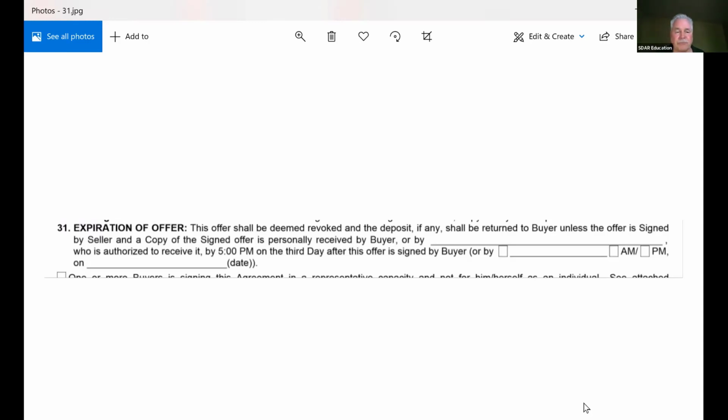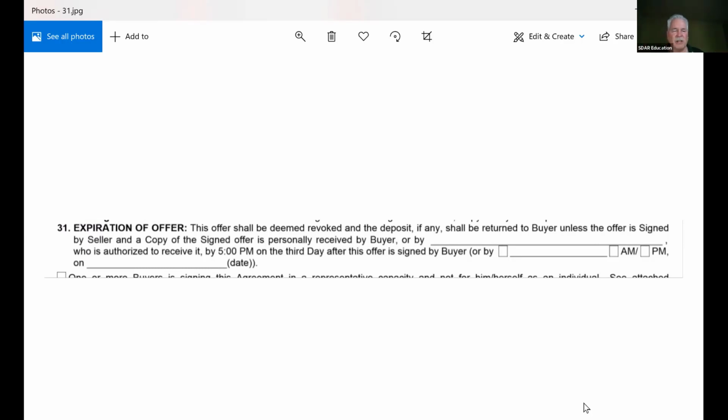Okay. So expiration of the offer. This offer shall be deemed revoked, and the deposit, if any, returned to the buyer. Remember, it's an offer. There's no contract. So we're going to assume that because there's no contract, all bets are off at a certain point, right? Okay, so it shall be deemed revoked, and the deposit, if any, shall be returned to the buyer if there is a deposit. Okay, if the buyer never gave the deposit, which they shouldn't have, right?